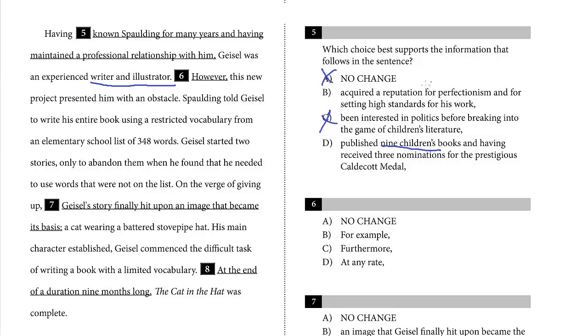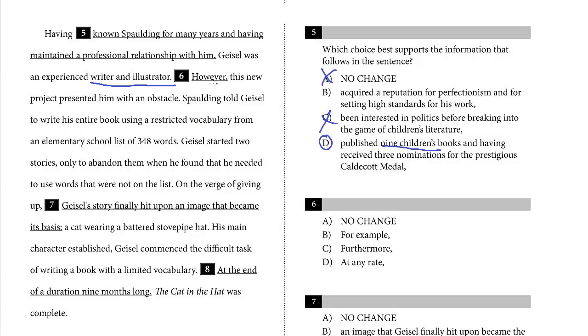It definitely looks better than his reputation for perfectionism. Nothing really about children's books. Experienced writer and illustrator. D is definitely the best choice. So if you don't see that, you really need to practice those because it's a common type of question, these evidence-based problems. However, this new project presented him with an obstacle. Spalding told Geisel to write his entire book using restricted vocabulary from an elementary school list of 348 words.